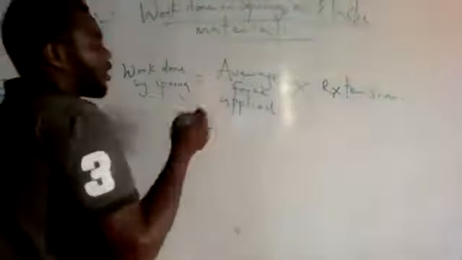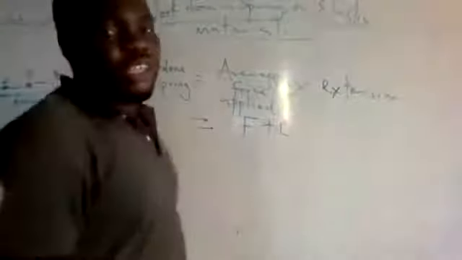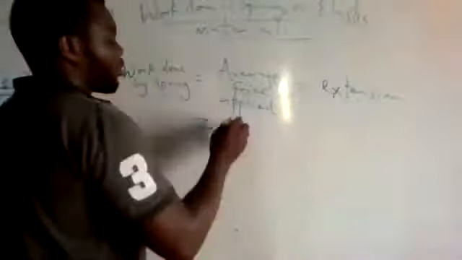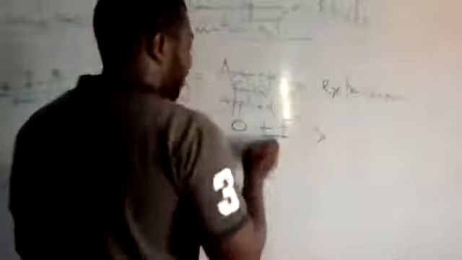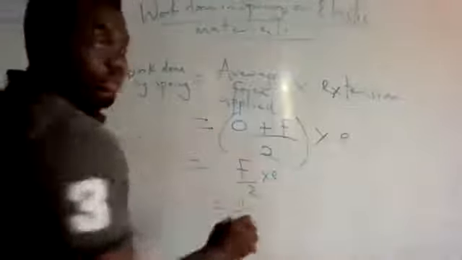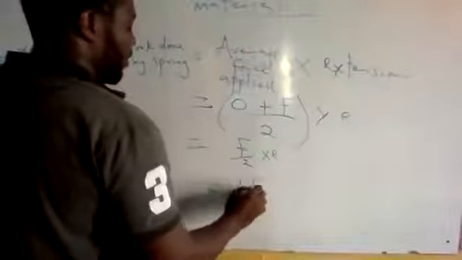Now, for you to get your average force, that means you have an initial force and a final force. But your initial force will be 0, because at that point it's at 0 Newton. But the moment you apply the force, you've increased it to F, so the average is F all over 2, multiplied by the extension E. So that would mean this is F over 2 multiplied by E. So usually it is written as 1 all over 2 F E.